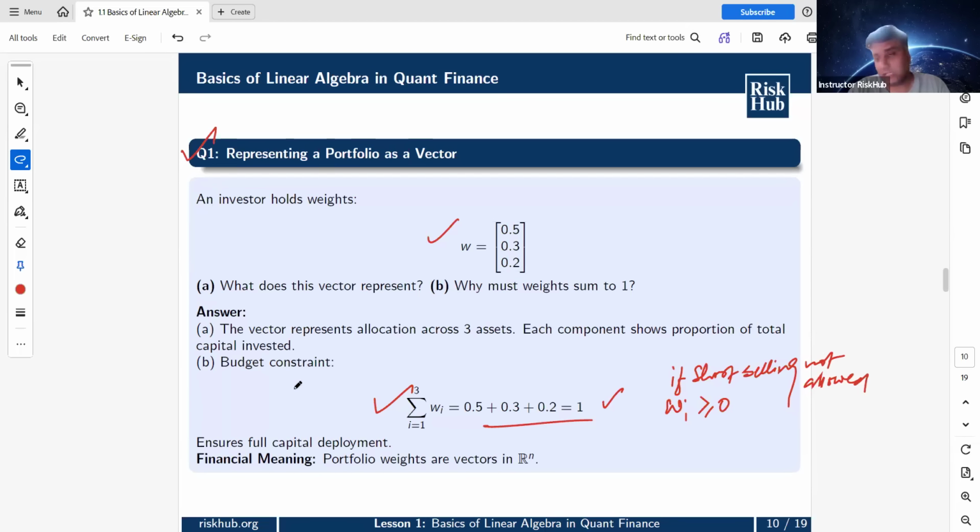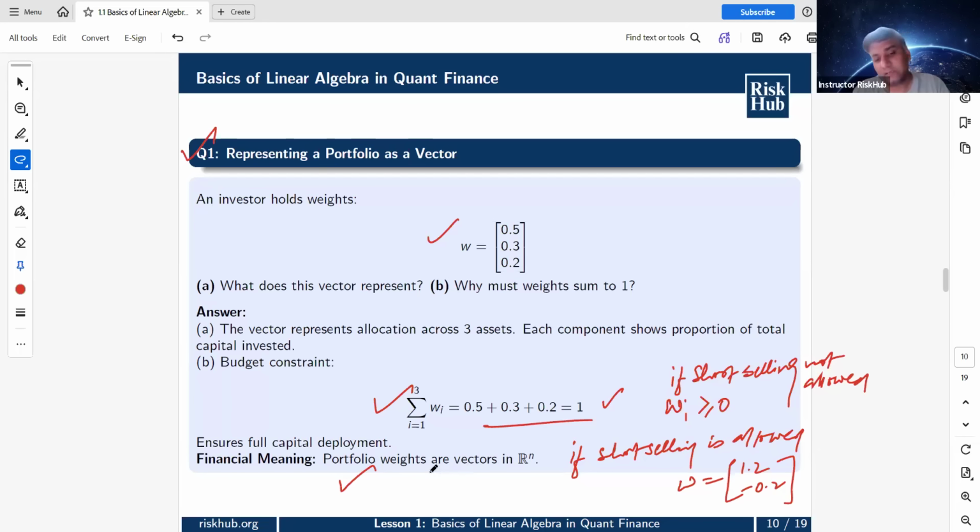If short selling is allowed, weights can be negative. This is a little advanced. If short selling is allowed, you can have weights such as these. Ultimately, the sum has to be 1, here 1.2 minus 0.2. That means 120% long asset 1 and 20% short asset 2. So a simple vector of weights can represent long-only portfolios, hedge funds, market-neutral books, and leveraged portfolios. That is what we need to understand.